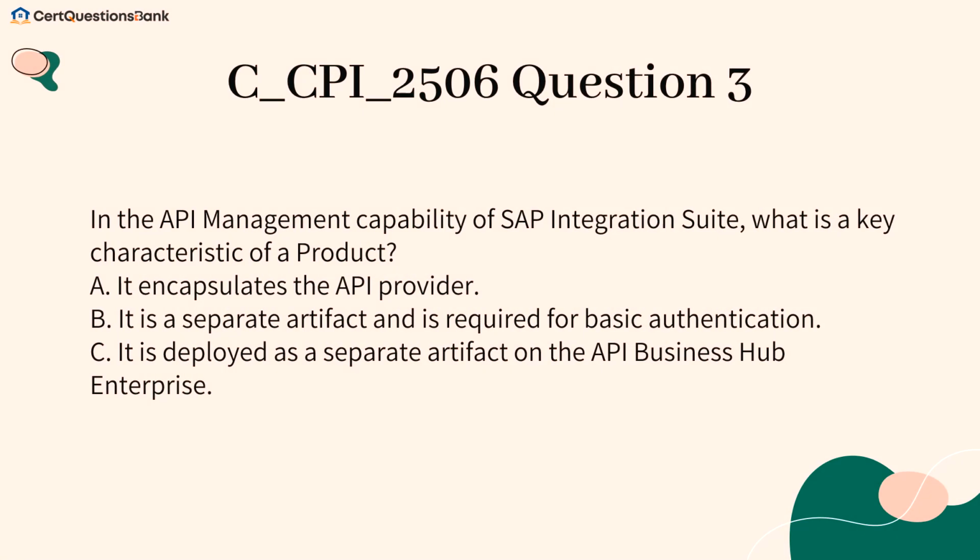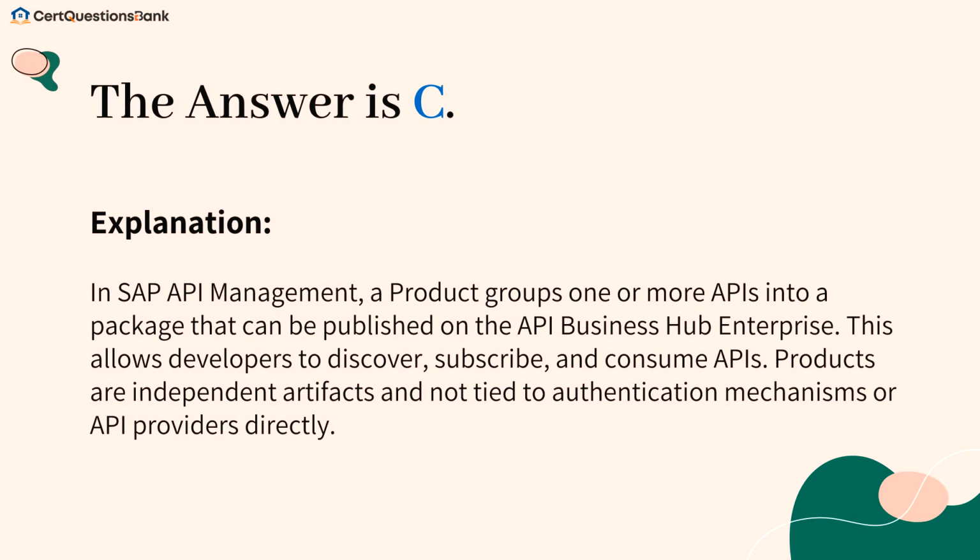In the API management capability of SAP Integration Suite, what is a key characteristic of a product? A. It encapsulates the API provider. B. It is a separate artifact and is required for basic authentication. C. It is deployed as a separate artifact on the API Business Hub Enterprise. The answer is C.